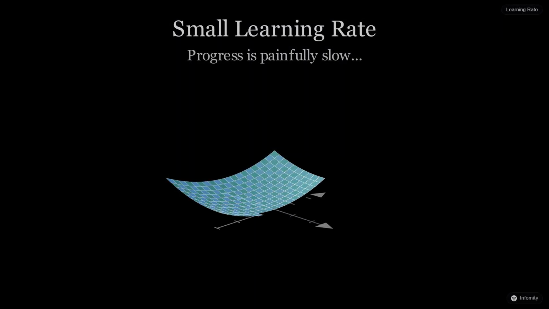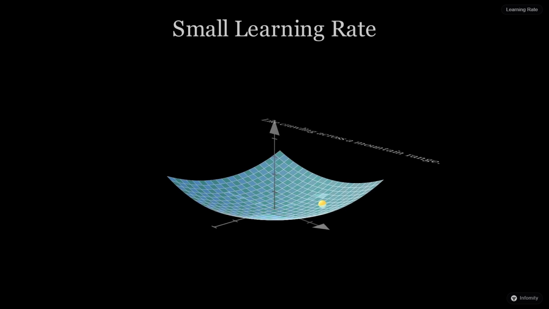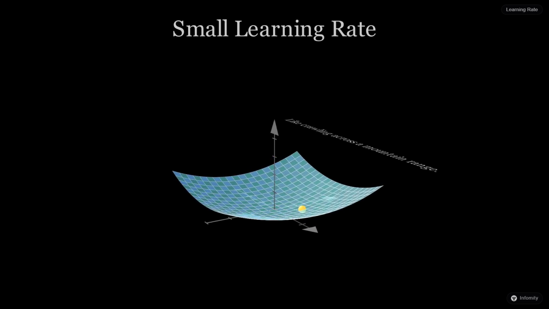If the learning rate is too small, progress is painfully slow. The model takes tiny steps that might take forever to reach the bottom. Imagine trying to cross a mountain range by crawling 1 millimeter at a time.